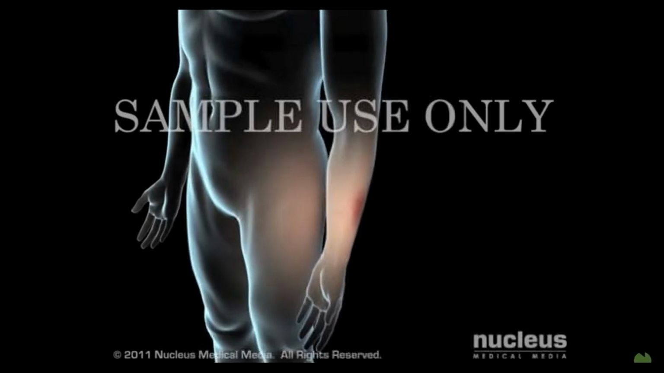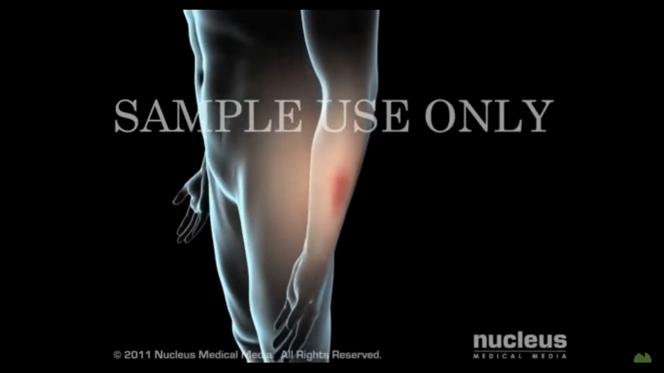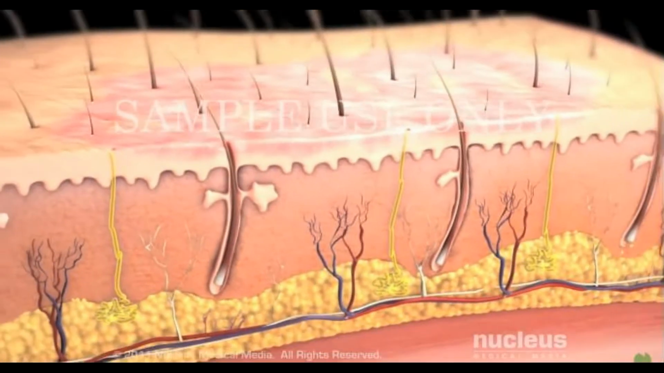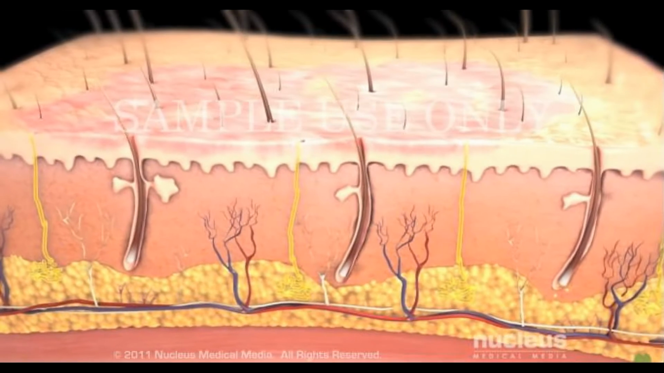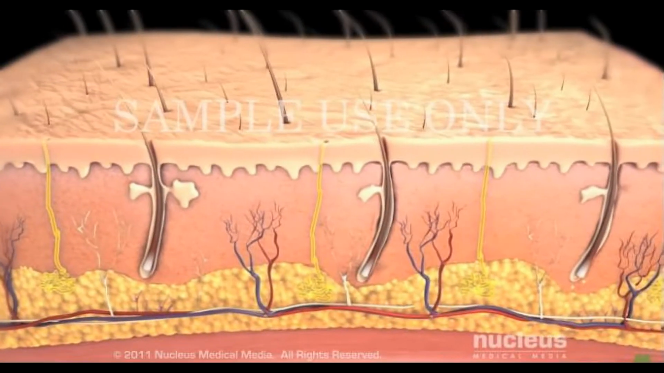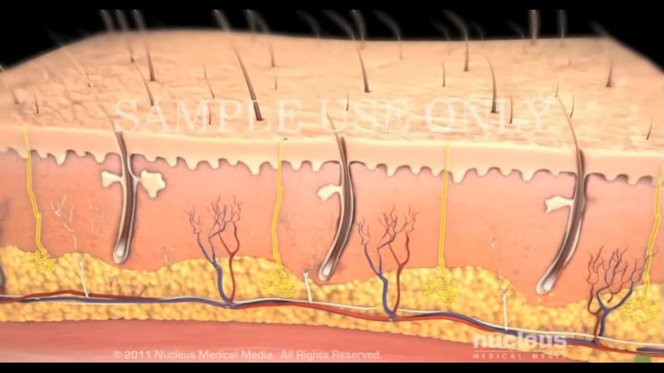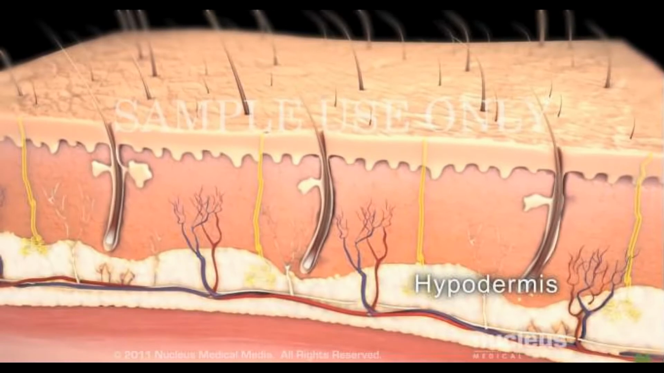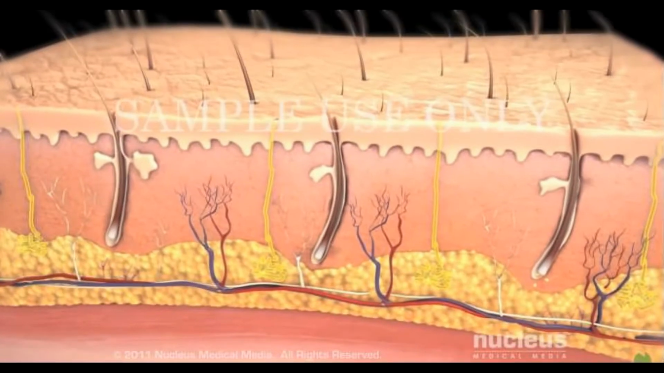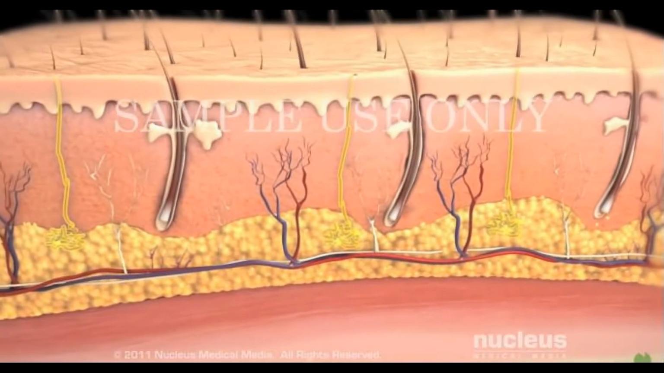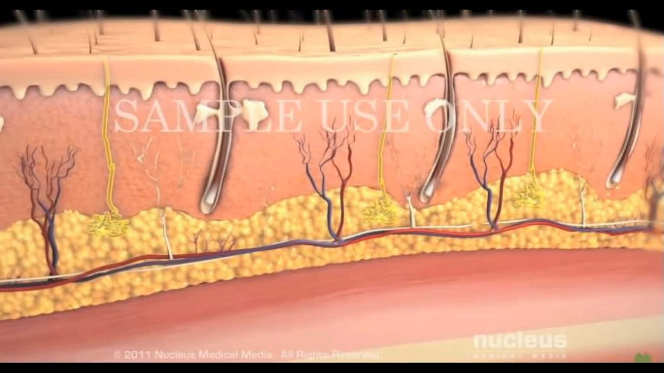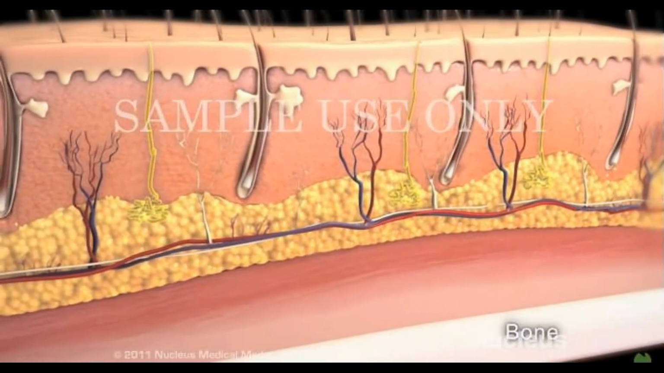Burns are skin injuries caused by chemicals, electricity, or radiation. Your doctor will recommend treatment based on the size of your burn and the layers of skin the burn affects. Your skin has three main layers: the epidermis, the dermis, and the hypodermis, or subcutaneous layer, containing fat, blood vessels, and nerves. Beneath the skin are tissues such as muscle, fascia, and bone.